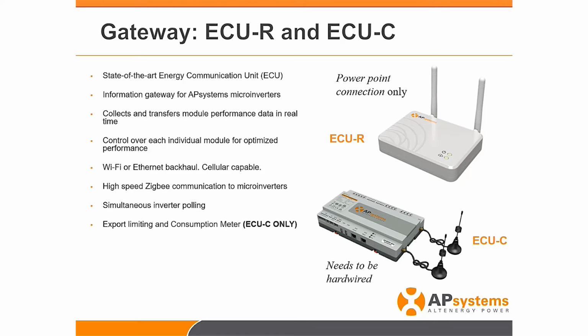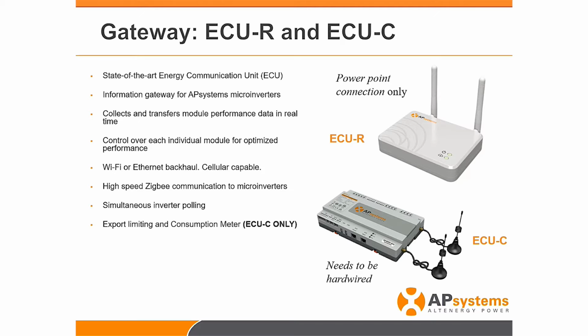Wi-Fi or Ethernet backhaul, cellular capable. Both of them are GSM module compatible if you want to connect it with your cellular phone, but both of them have the Wi-Fi port. So you can just use the Wi-Fi router, which most of the installers do, and customers prefer that as well. But you have the Ethernet connection as well for hardwire connection. Then they use Zigbee communication to communicate with the microinverters internally.